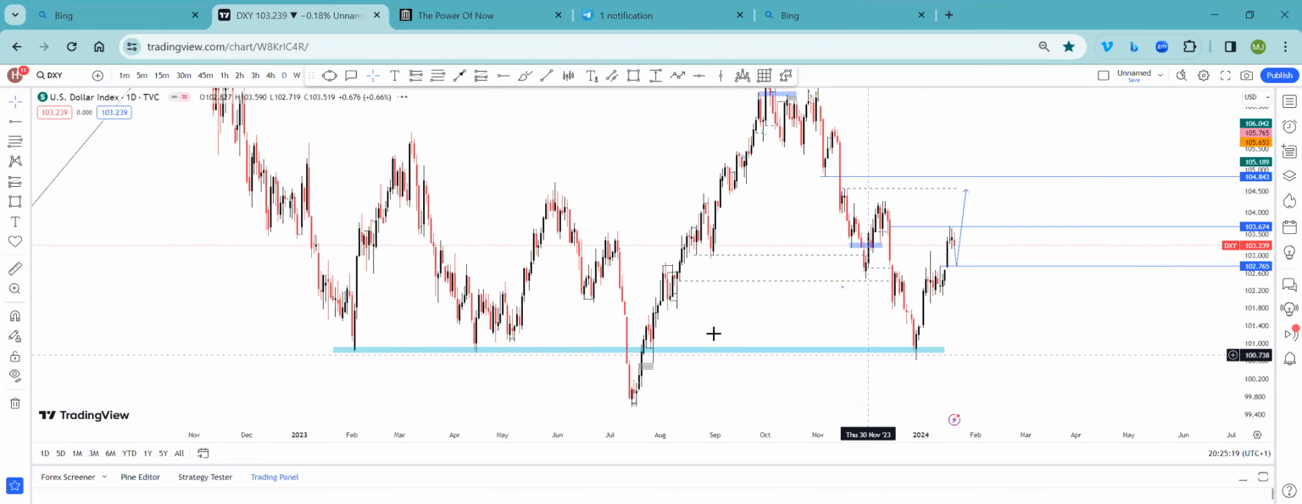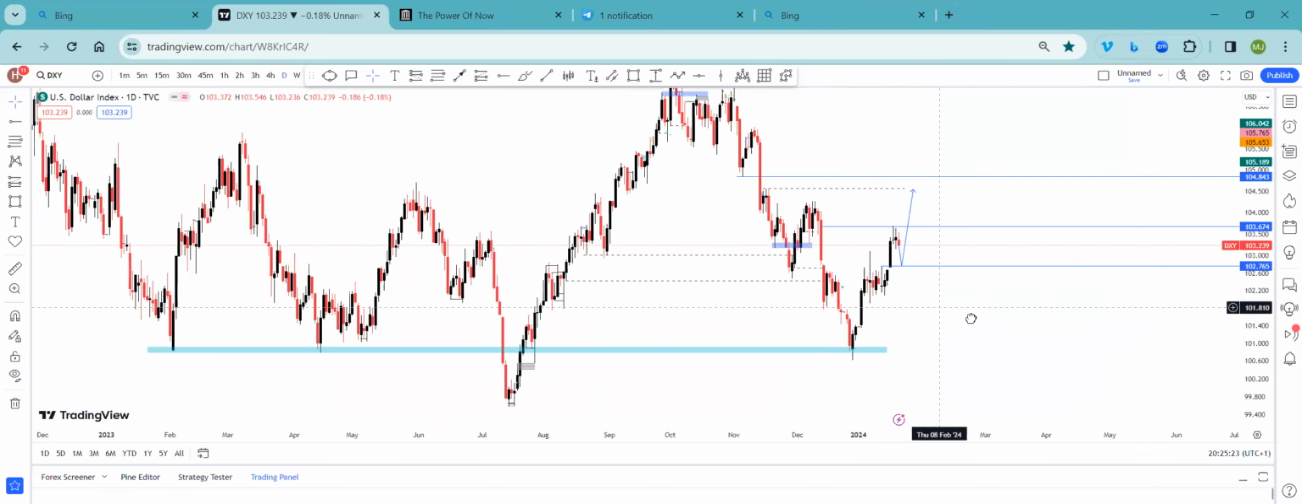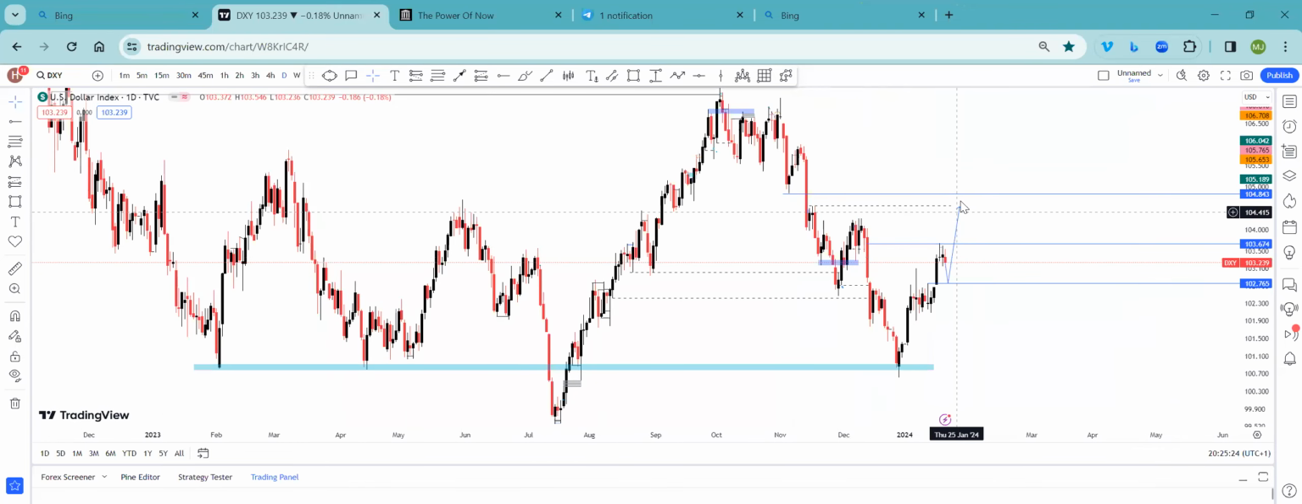Now look at the daily time frame charts. Looking at the XY, look at what the DXY is doing. So there's still high possibility for the XY to push all the way up, in as much as we still have inefficiency here. Even from the weekly, what I showed you guys just now.